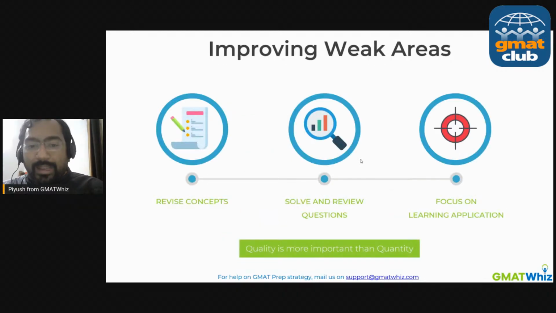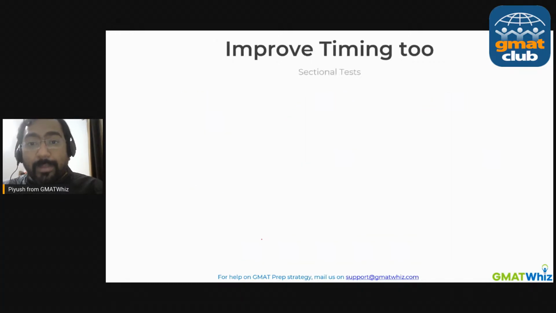Okay, so simple idea. In your weak areas, do a quick revision of those concepts, review questions and solutions, and focus on learning application. And always remember, quality is more important than quantity. Don't worry about doing hundreds of questions on an area. Do 20 questions, but do them properly. Learn from the solutions properly. That will help you understand things in a better way.